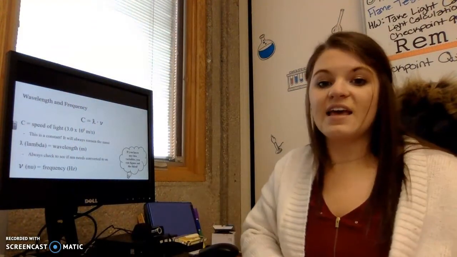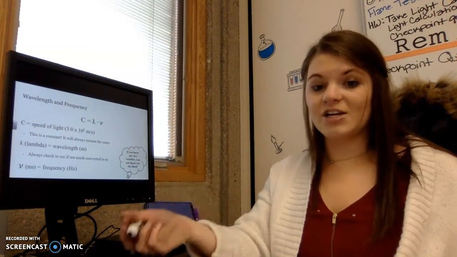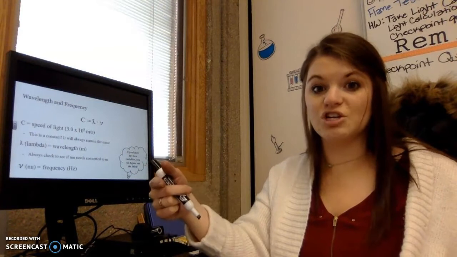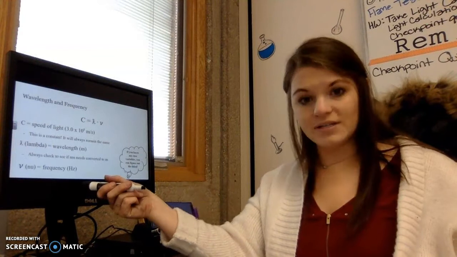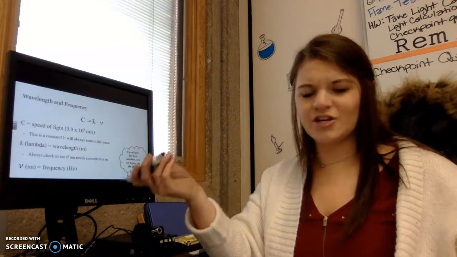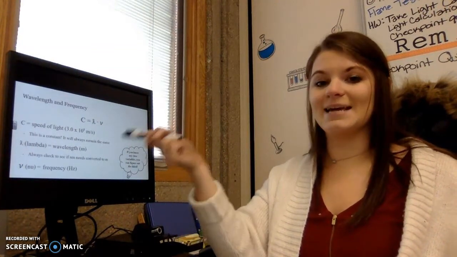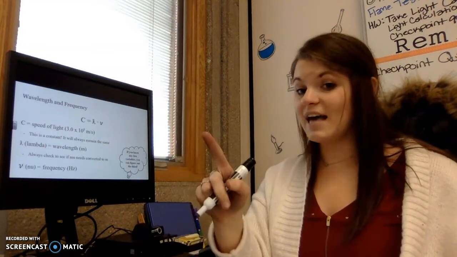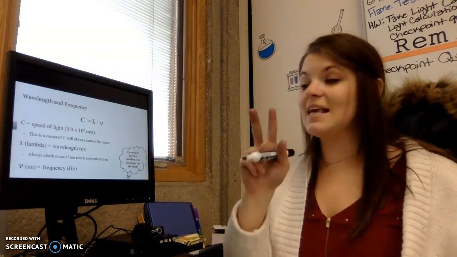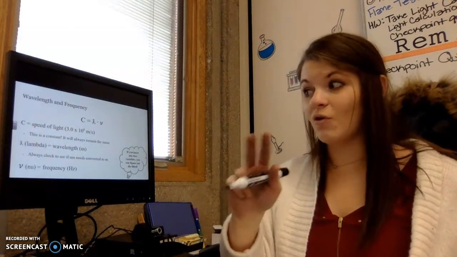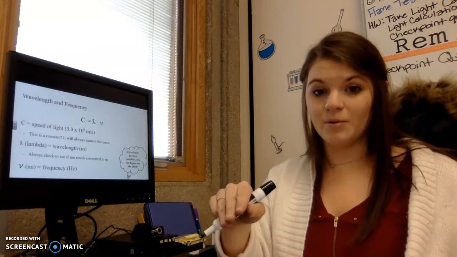Then this fancy looking v is the Greek letter nu, N-U, and that is our variable for frequency. Our unit for frequency, which we learned on, I think, Thursday, is hertz. So we have c equals lambda times nu. You'll always have c, the speed of light. That's a constant. You'll be given either lambda or nu, the wavelength or frequency, so then you're just going to solve for the missing variable.